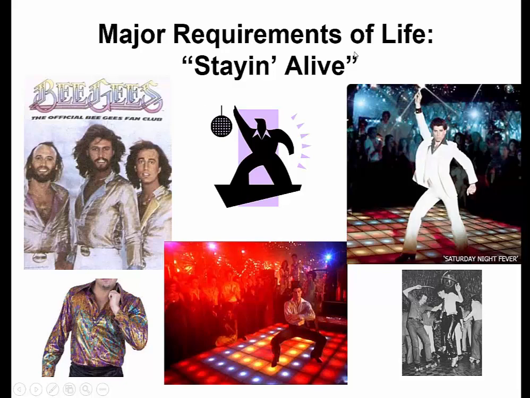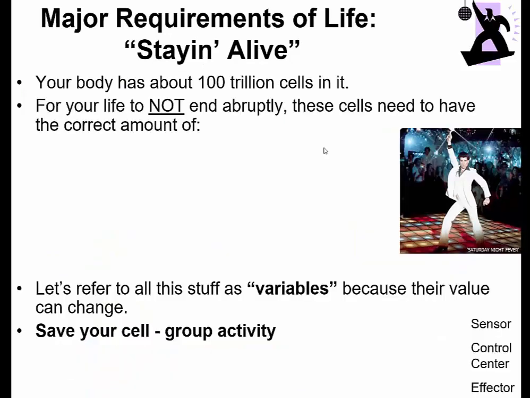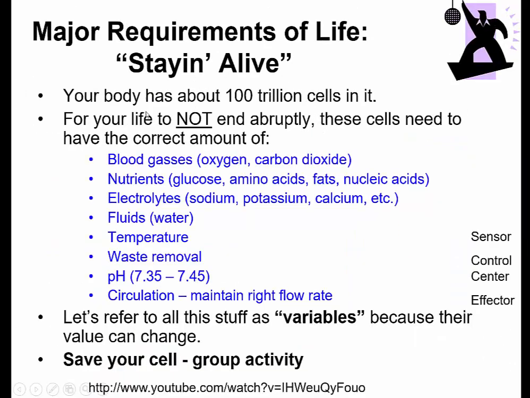Major requirements for life: staying alive. Your body needs a lot of different nutrients and gas levels and pH level. In fact, if you look at these different things that the body needs, that the cell needs to stay alive, you have blood gases, oxygen. You have to have a way of getting rid of carbon dioxide. You need nutrients: glucose, amino acids, fats, nucleic acids, electrolytes such as sodium, potassium, calcium, and fluids such as water.